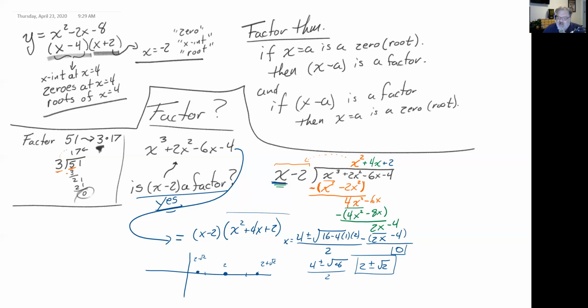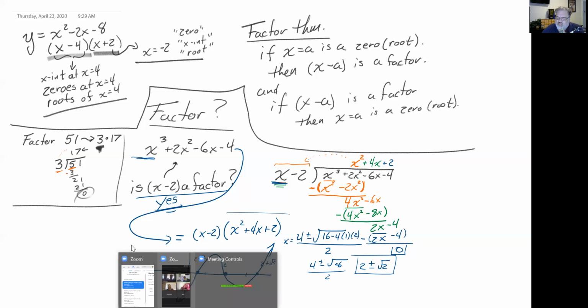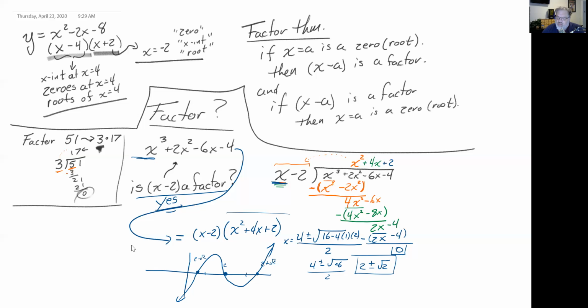It's a third degree polynomial with a positive lead coefficient, so we know how it behaves. So we know it's going to look like that. Oops, sorry. We even know it's got a little y-intercept down there at negative 4 because of that negative 4.